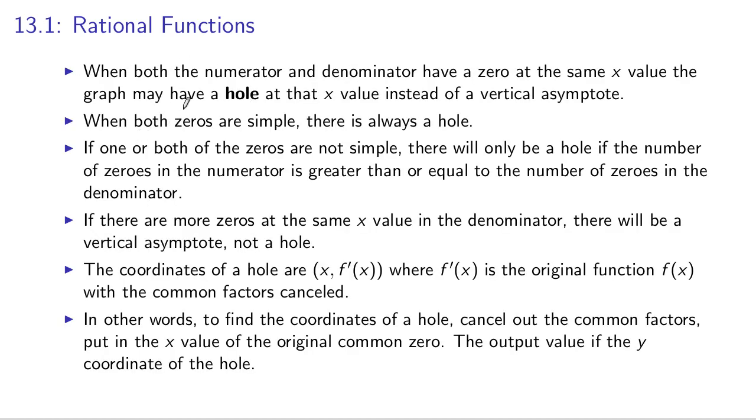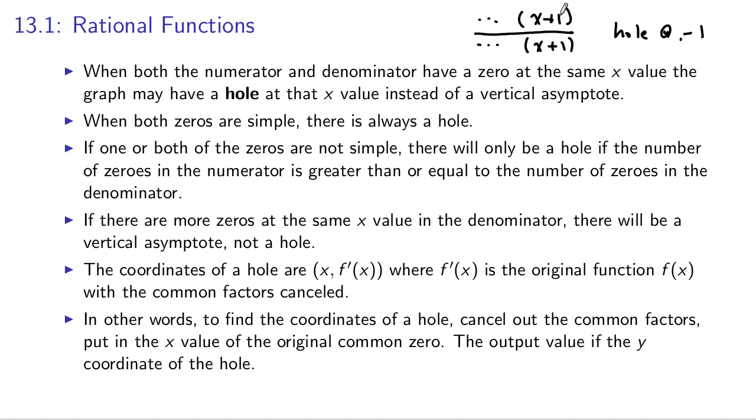So if both the zeros are simple, there's always a hole. If you have x plus 1 in the numerator, and in the denominator you also have a factor of x plus 1, then you have a hole at x is -1. Okay? Because these will cancel and we'll have what's left over. These are simple zeros. If one or both of the zeros is not simple, it gets complicated. There will only be a hole if the number of zeros in the numerator is greater than or equal to the number of zeros in the denominator.